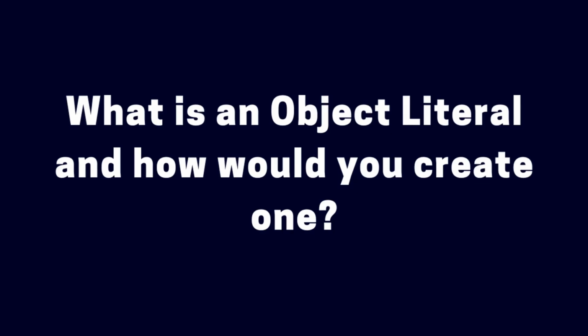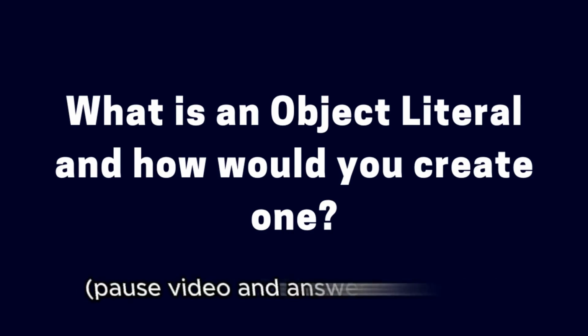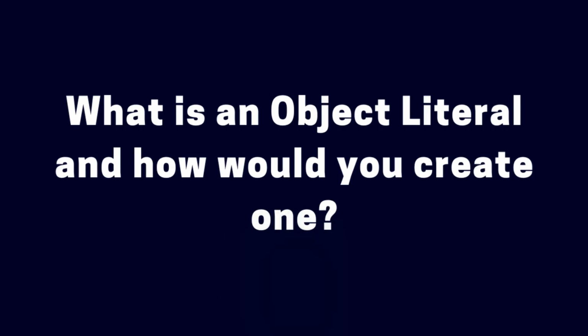What is an object literal, and how would you create one? An object literal is a data structure in JavaScript that allows you to define key-value pairs. It essentially enables you to group together variables and functions. In the context of an object, it will be referred to as properties and methods, and you would create one by using curly braces.